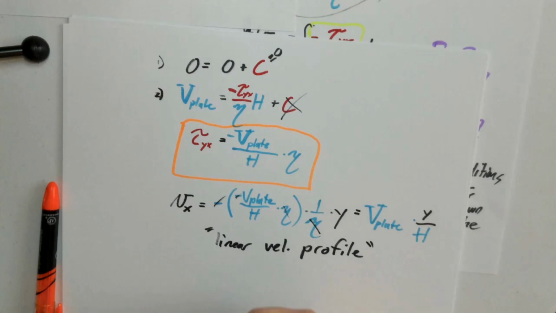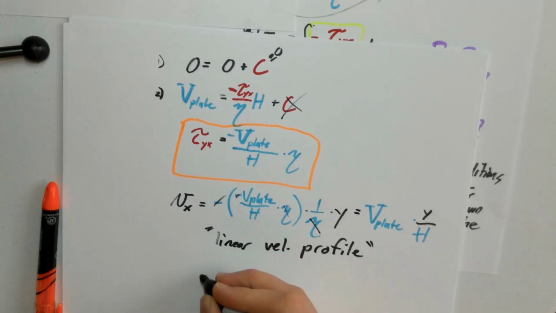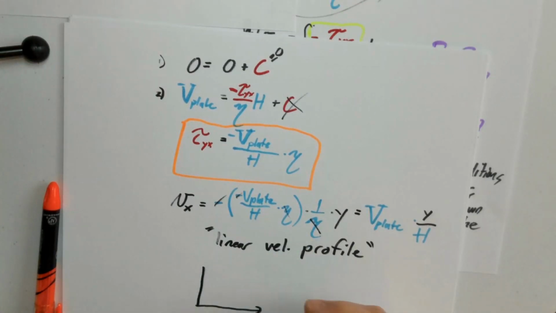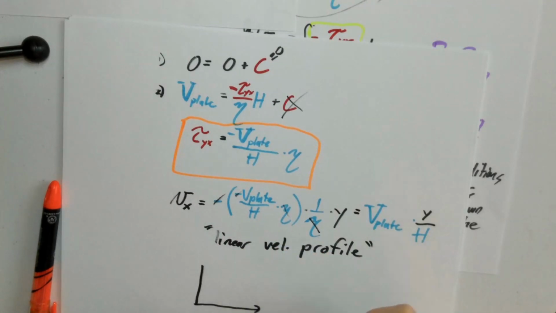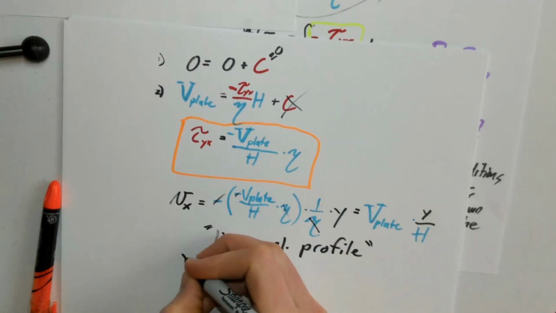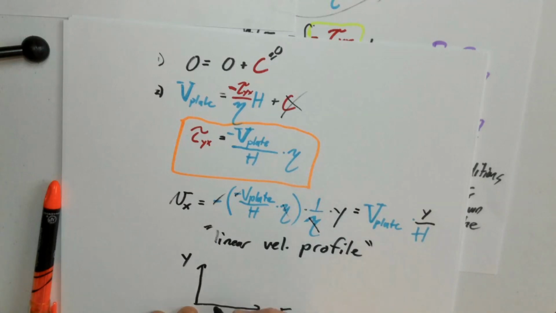Right? So what does this mean? If we wanted to plot this, I'm going to sort of rotate my axes a little bit. I'm going to put y here and Vx here.